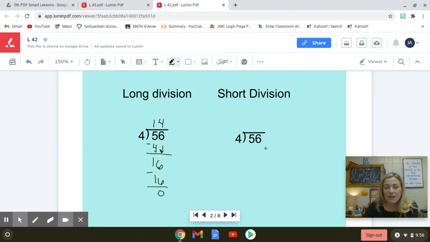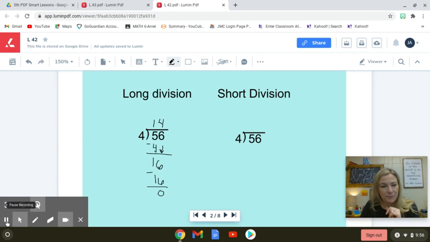And let's take a look here at the short division version. Obviously, we have the exact same problem, 56 divided by 4. We're just not going to show as much work on paper. Some of it we're going to do mentally. So here's how short division looks. Actually, one moment, I'm going to zoom in.